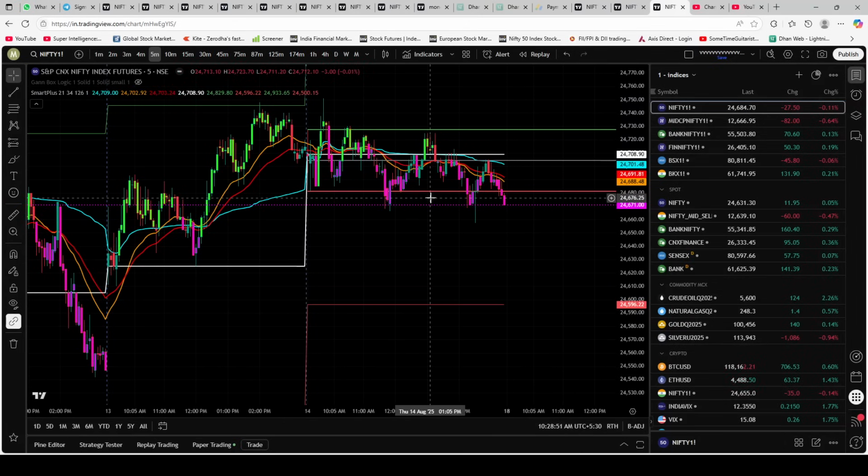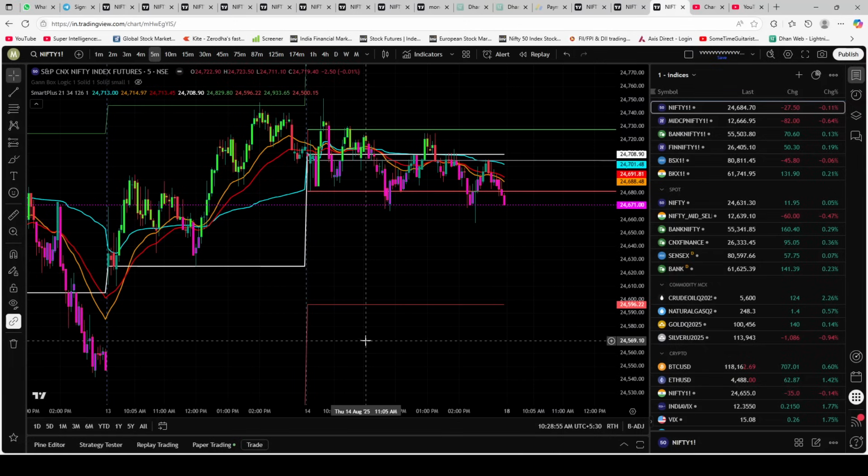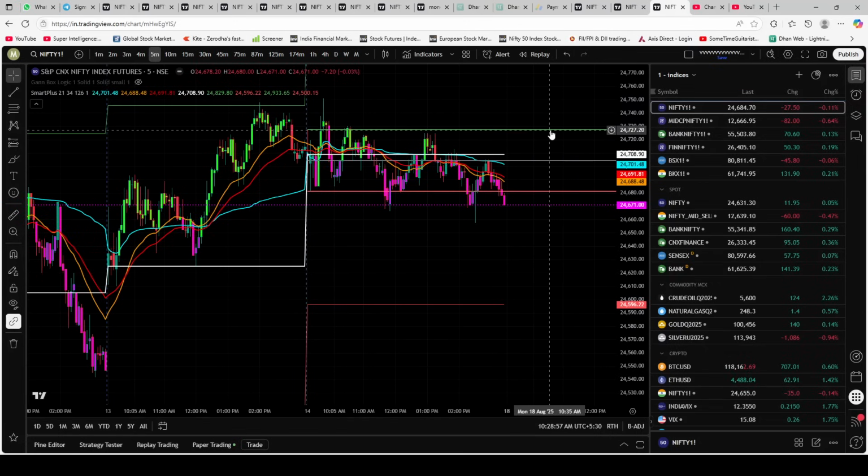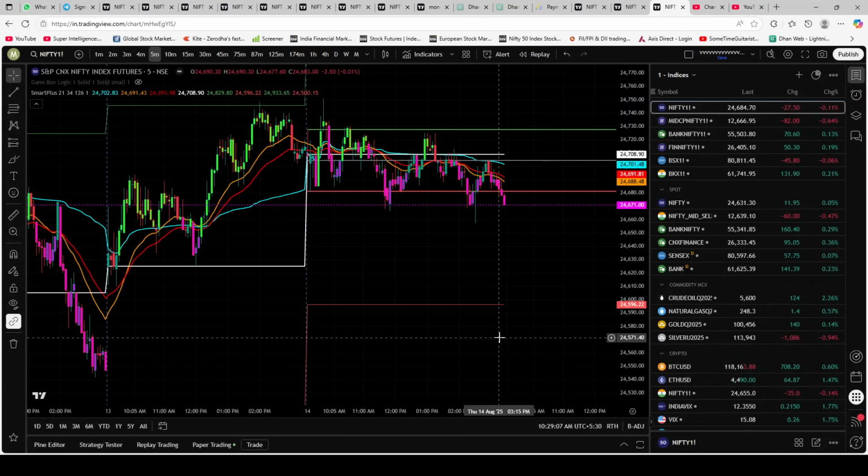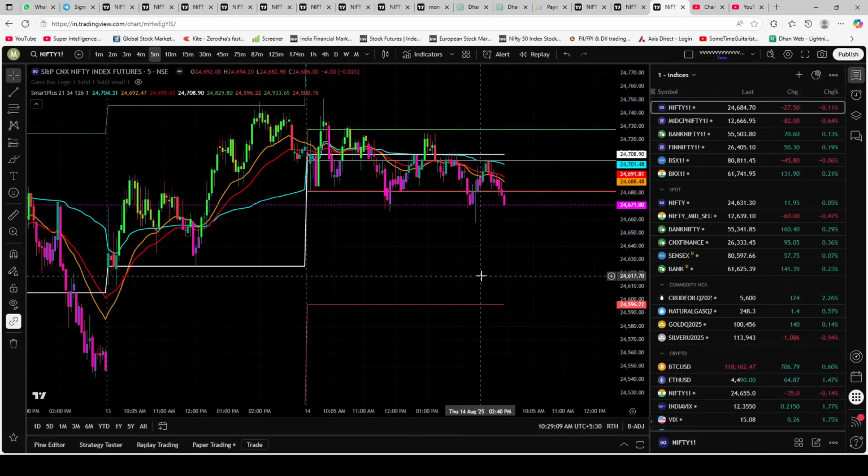This blue line is a VWAP. It also gives the first 15-minute high and low. I generally mark this 15-minute high and low in orange color. It's also got a center line, which I generally don't use. However, I've left it over here. This white line that you see is the day open line.